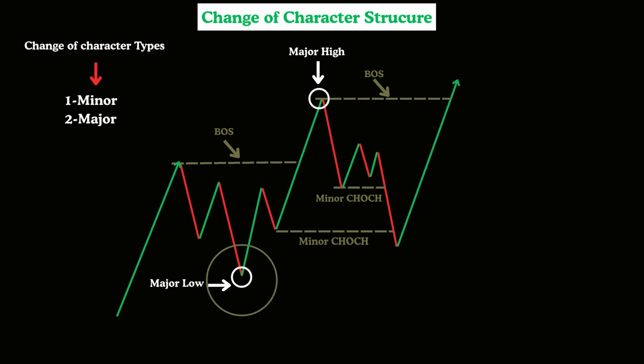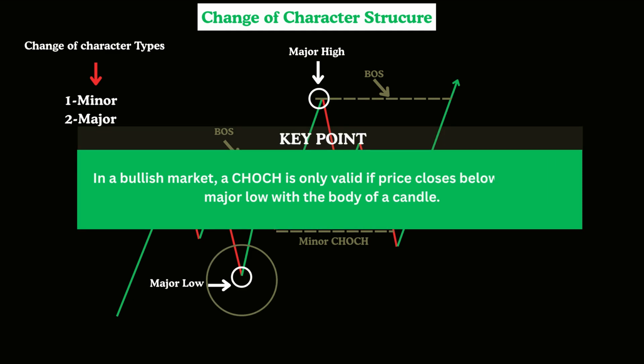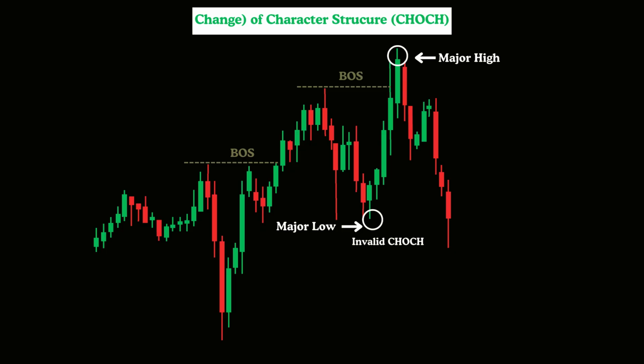It's important to emphasize, in a bullish market, a CHOCH is only valid if price closes below the last major low with the body of a candle. If price breaks that level with just a long wick or shadow, but closes within the low's range, the CHOCH is not valid. Bearish scenario breakdown.